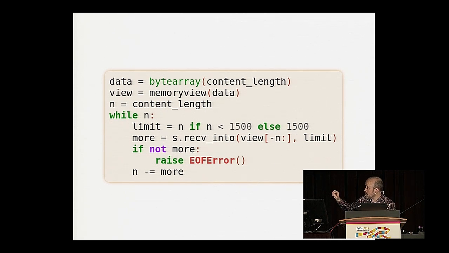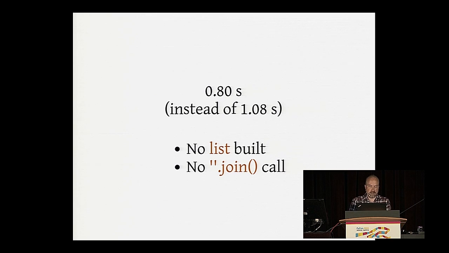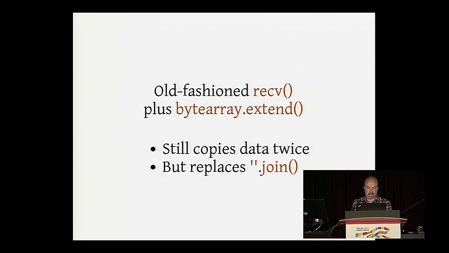I'm presuming that you know the content length ahead of time and have pre-allocated it, and you're waiting to fill it with data. This takes about 0.8 of a second, a bit of a win here, because you haven't had to build a list, you haven't had to call join, you haven't built a bunch of intermediate data structures. It actually is a significant win when you need to keep the data that you're reading rather than just immediately passing it back to the OS.